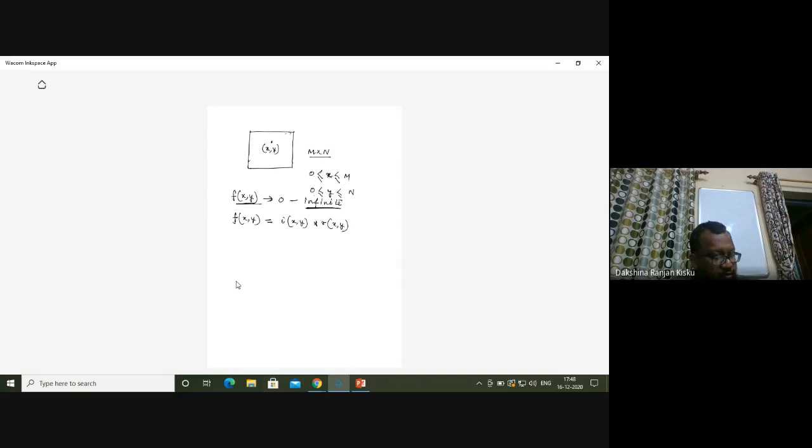Therefore, we need some way out. How do we make the infinite range a finite range, so that we can represent the finite range of intensity values or gray level values on a digital computer? How is it done, or how is it possible? Can anyone suggest? Can anyone tell me how it is done?